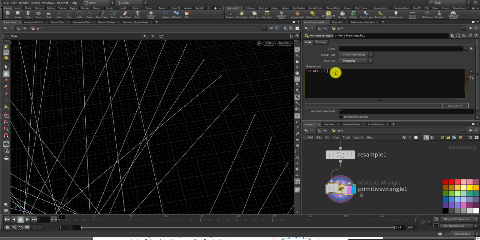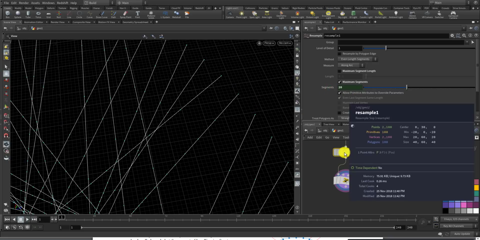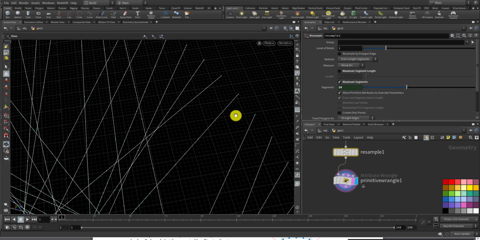Okay, so first of all, let's get the primitive list. The points on a primitive, the base primitive. Let's say if you're looking at this primitive, it's getting the points on each primitive. I have resampled to 20, so it could have 21 points for each line, I think.